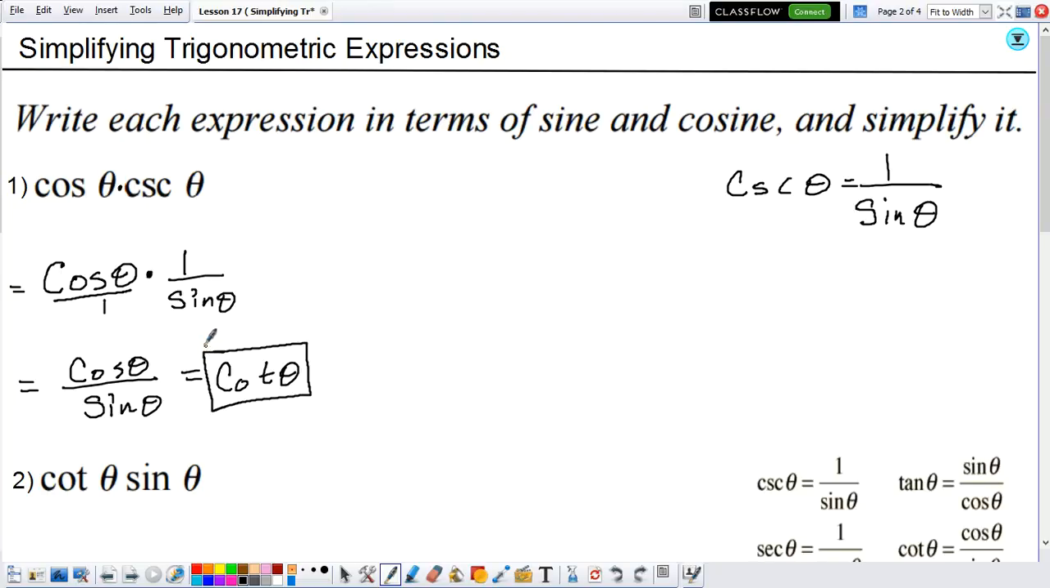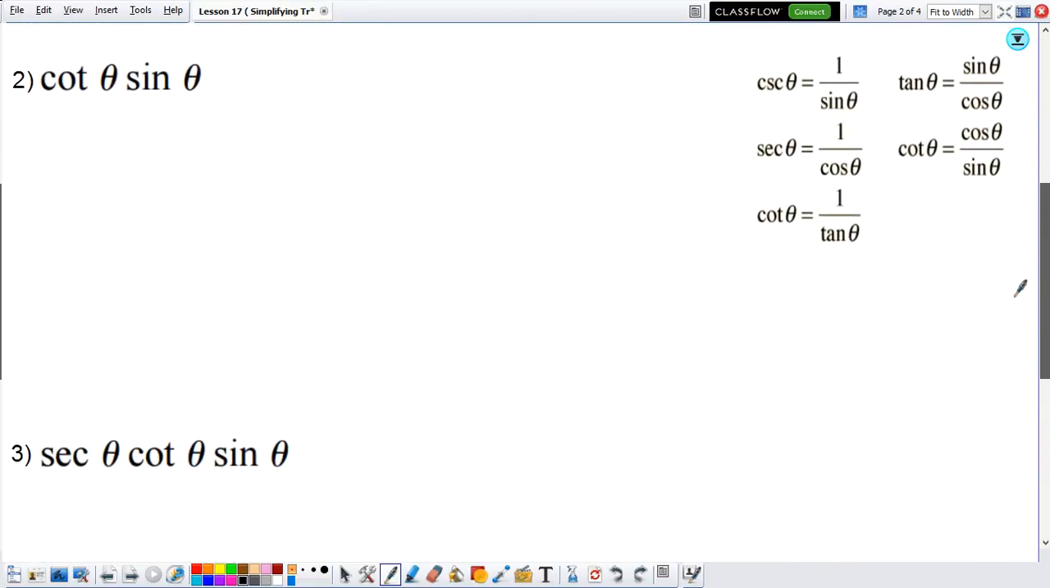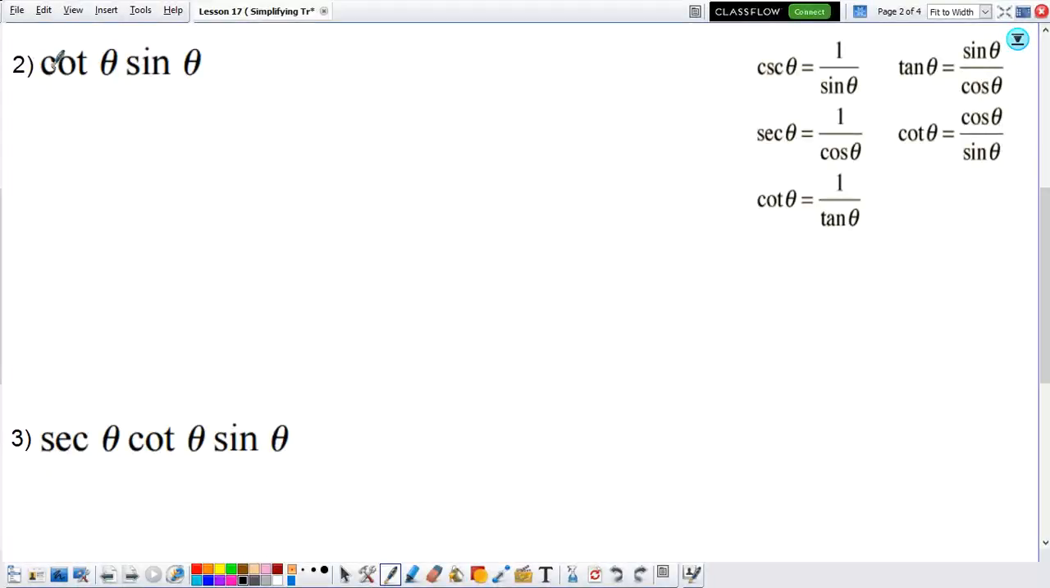And if you remember your trig identities, you will remember that this is equal to cotangent. Let's look at our next example here. So now notice that in the second example here, we have cotangent and sine. We have two expressions. We are going to try and see if we can rewrite every single one of them in terms of sine and cosine.